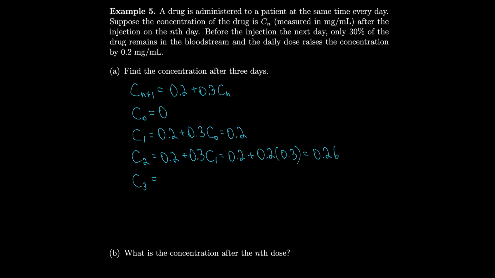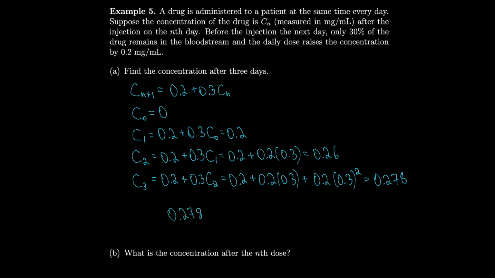If you write it out with C3, then we have 0.2 plus 0.3 times C2, which is 0.2 plus 0.2 times 0.3. Because what I'm doing is I'm taking this and I'm multiplying it by 0.3. So first the 0.2 gets multiplied by 0.3, and then the 0.2 times 0.3 gets multiplied by 0.3. So that's the same as 0.3 squared. And that's 0.278. So this means that there's going to be 0.278 milligrams per milliliter as the concentration after 3 days.